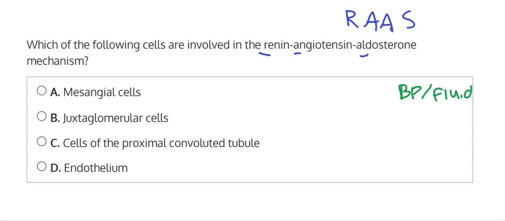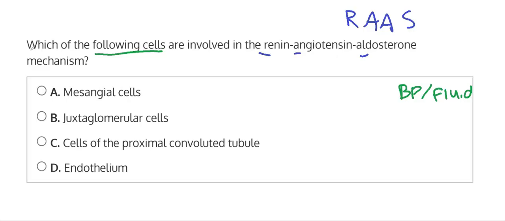But just to further discuss, this system is not just for reducing blood pressure, it also could help raise it back in situations where it drops too low, and this is done by fluid balance with the kidneys. So it's a mechanism that is used between blood vessels and the kidney. So this question is asking specifically about the RAAS system. Which of the following cells are involved in the RAAS system? So we have the mesangial cells, the glomerular cells, the cells of the proximal convoluted tubule, or the endothelium. So we want to know which of these are involved in this system.